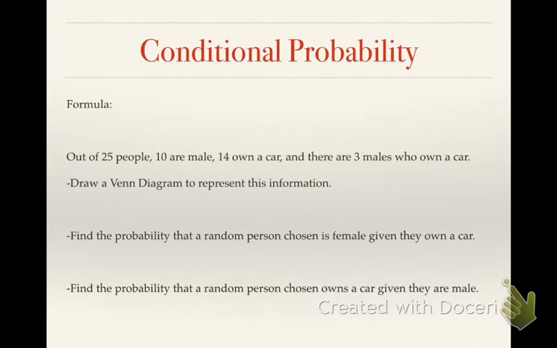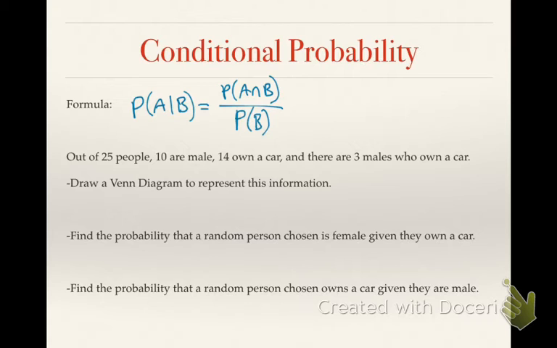Let's take a look at conditional probability. Just recall the probability that A given B is going to be the probability of A and B divided by the probability of B, your condition on B. So let's draw a Venn diagram to help illustrate this first problem. Out of 25 people, 10 are male, 14 own a car, and there are 3 males who own a car.